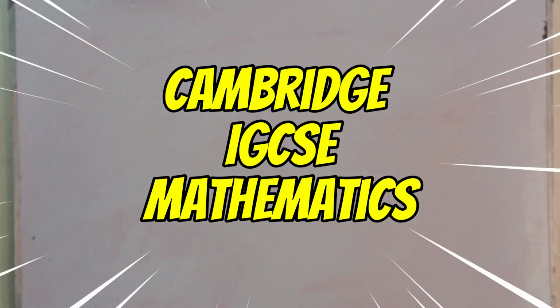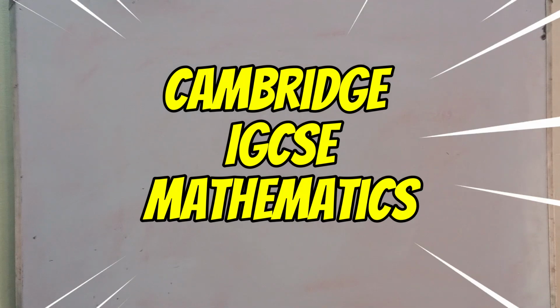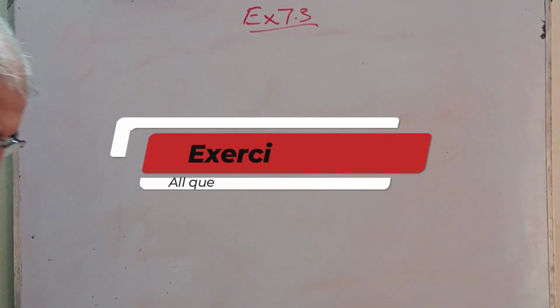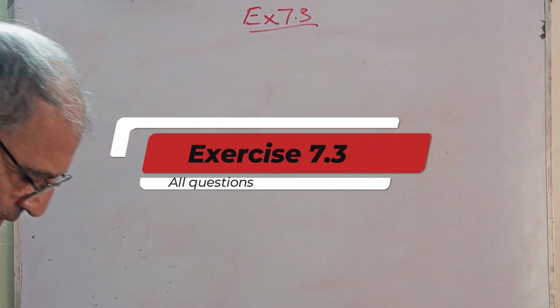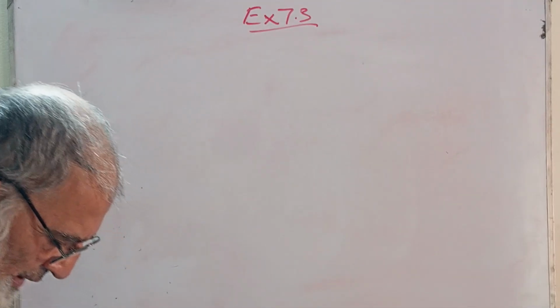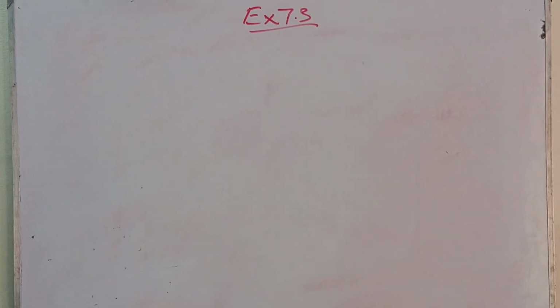So, my dear students, today, as you know, we are covering the chapter perimeter, area, and volume. Today our lecture will be upon exercise 7.3. This exercise is about the circles. Find the circumference and the area of each shape. Give each answer as a multiple of pi. Multiple of pi means pi, 1 pi, 2 pi, 3 pi, 4 pi, and so on and so forth.